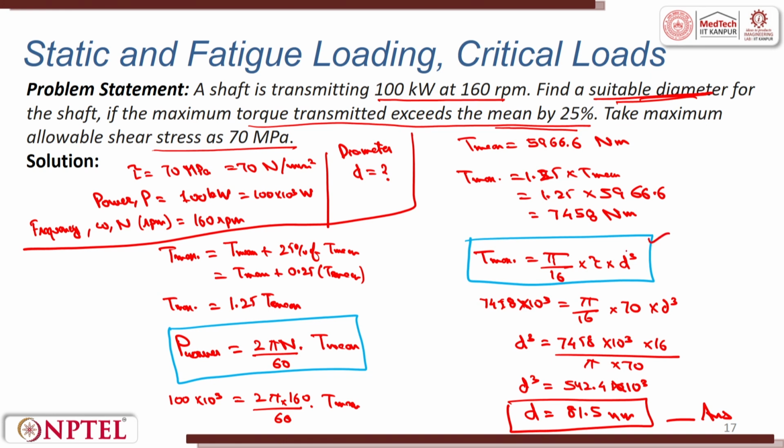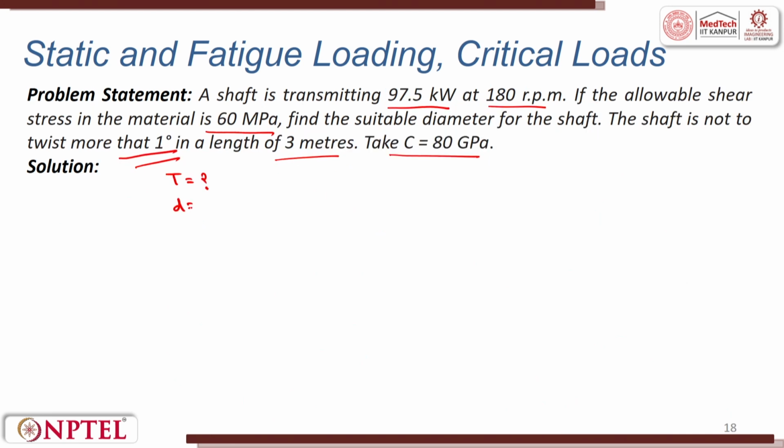You will find the value of D, and considering the stiffness of the shaft, you will use the relation J, the polar moment of inertia, equal to pi by 32 d to the power 4. Along with this, you will use another relation, that is T by J is equal to C into theta by L.